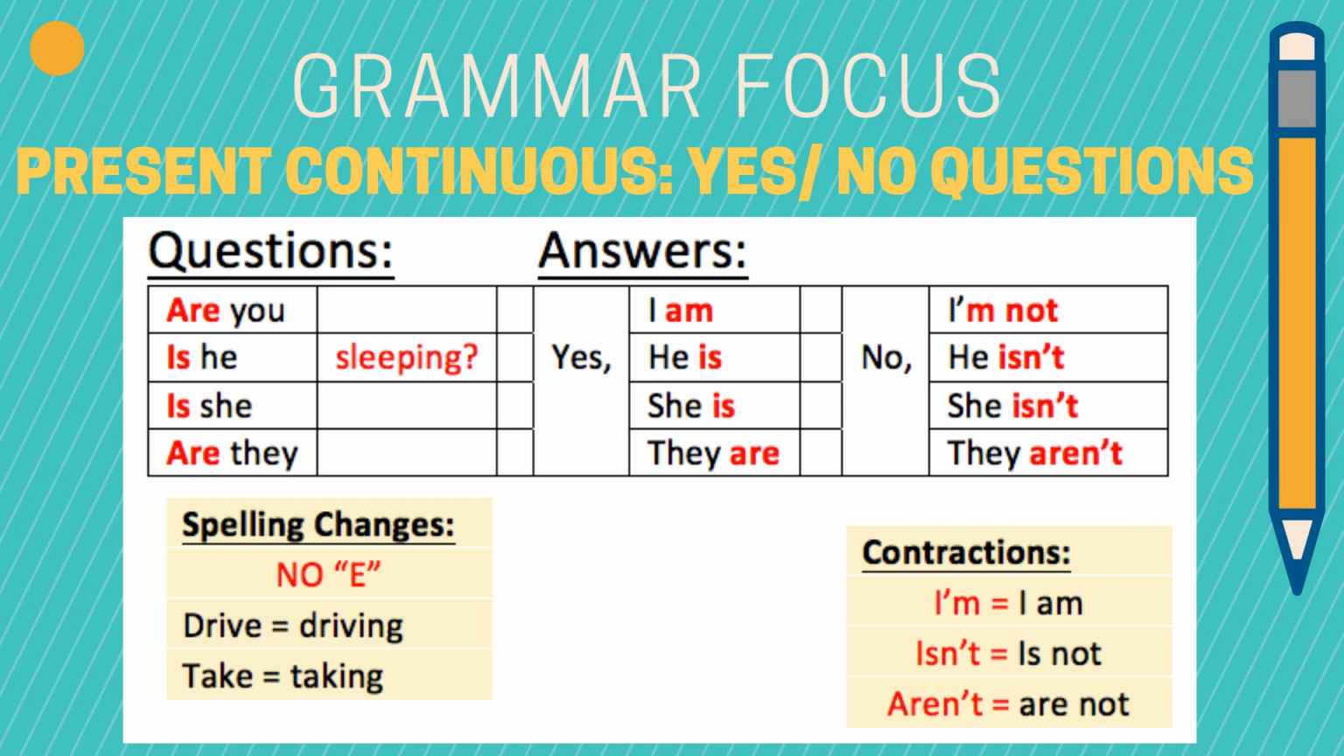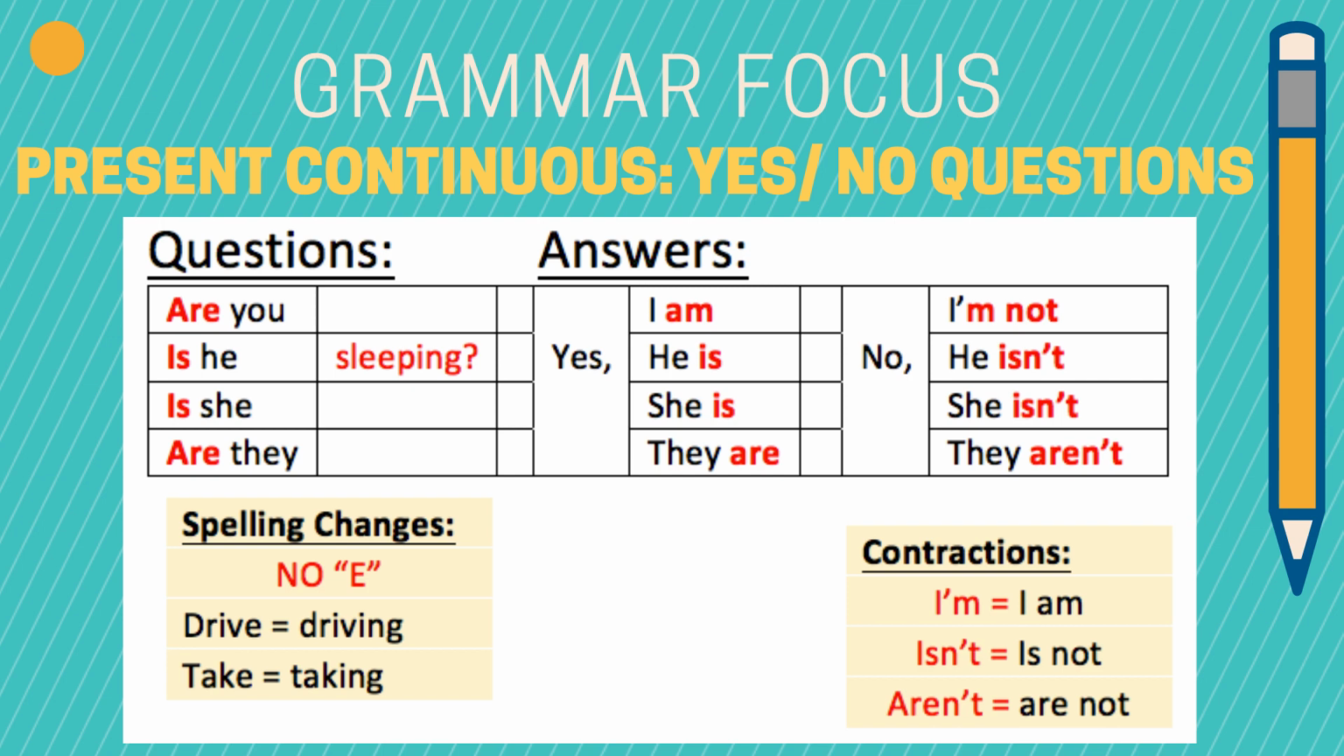Let's go ahead and see examples of these sentences in the grammar chart. Remember, we need to change the verbs when we're talking about different pronouns. Pay attention to the are, the is, and the am. Let's go ahead and look now. Question: are you sleeping? Answer: yes, I am. No, I'm not. Is he sleeping? Yes, he is. No, he isn't.